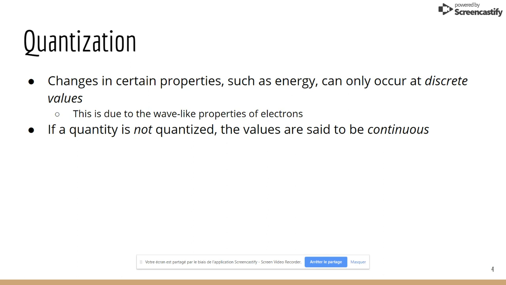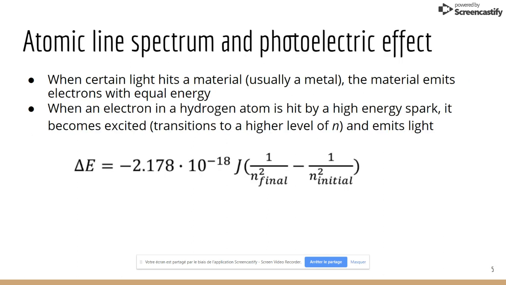So certain quantities, such as energy, which is going to be our most important one, can only occur at discrete values. What they mean by a discrete value is that the energy could be, say, 100 joules or it could be 200 joules, but it can't be in between the two. This has to do with the fact that electrons are really wave-like, or I'm going to start referring to them as being quantum. Notice that the word quantum and quantization have that same root, quant. If something is not quantized, then the values are said to be continuous. But we're going to focus on quantized values in this video. Pause here.